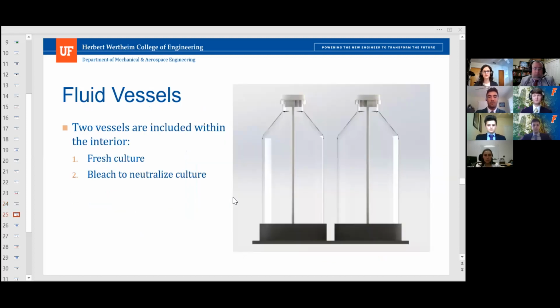Here we have our fluid vessels. These are going to be seated within the interior, and one is going to contain our fresh culture, which is going to be aspirated and then dispensed into each individual well. And the other is going to contain bleach to neutralize any waste that we need to get rid of. And these are also equipped with our flex caps, which will be talked about later.